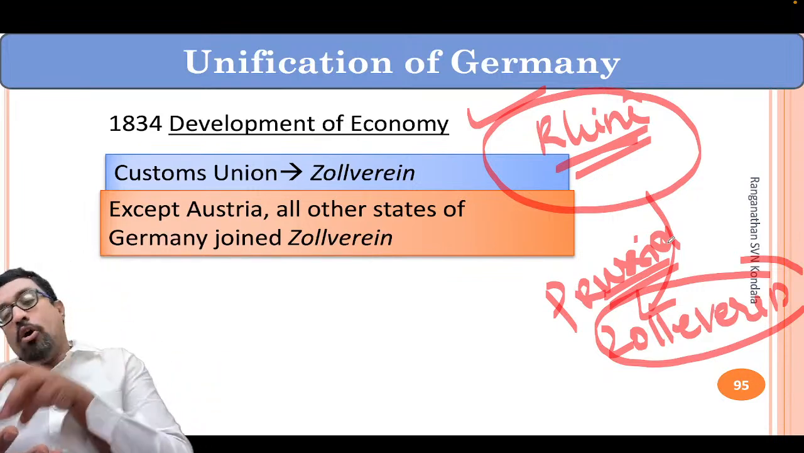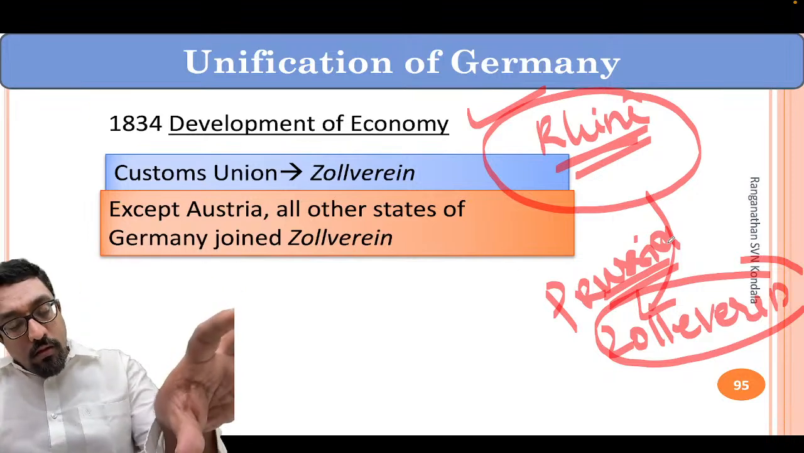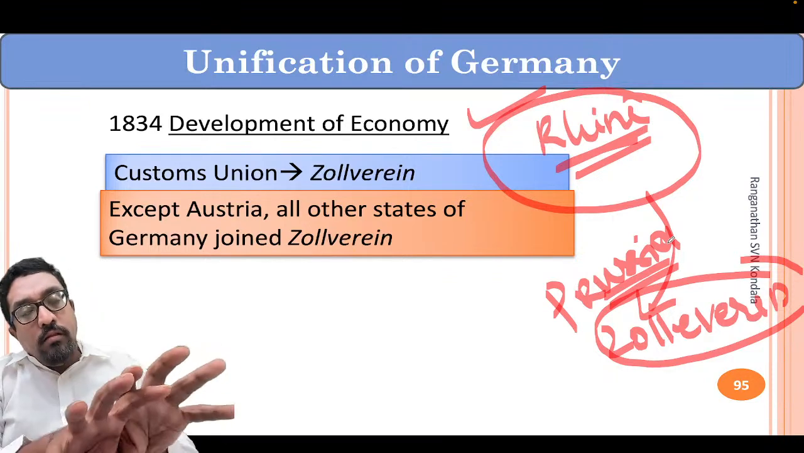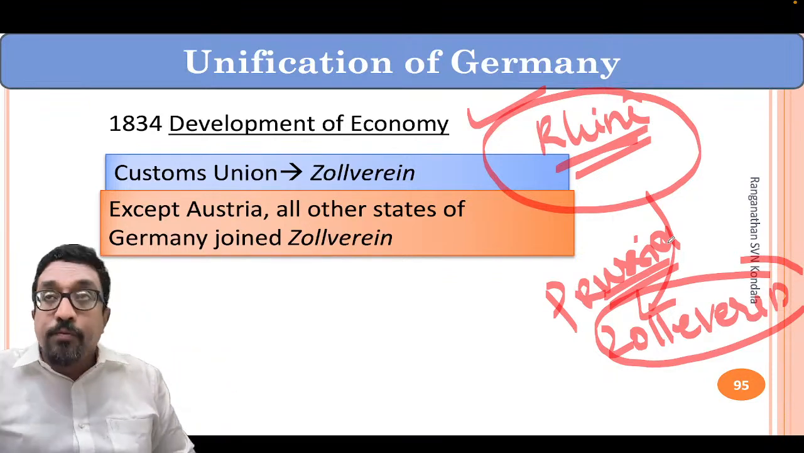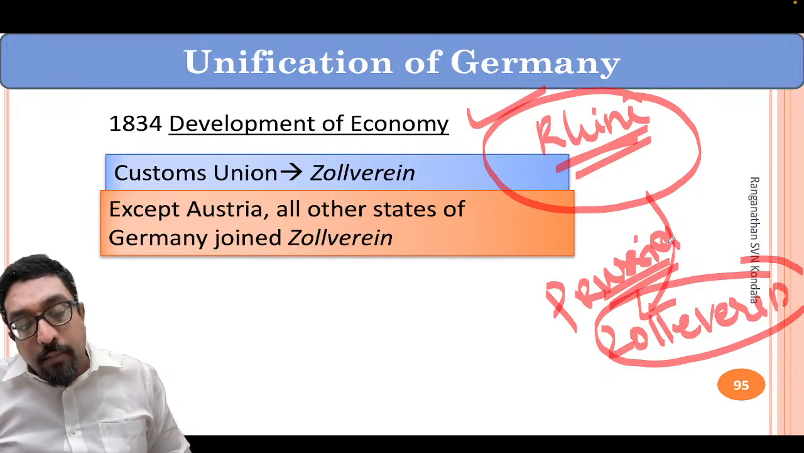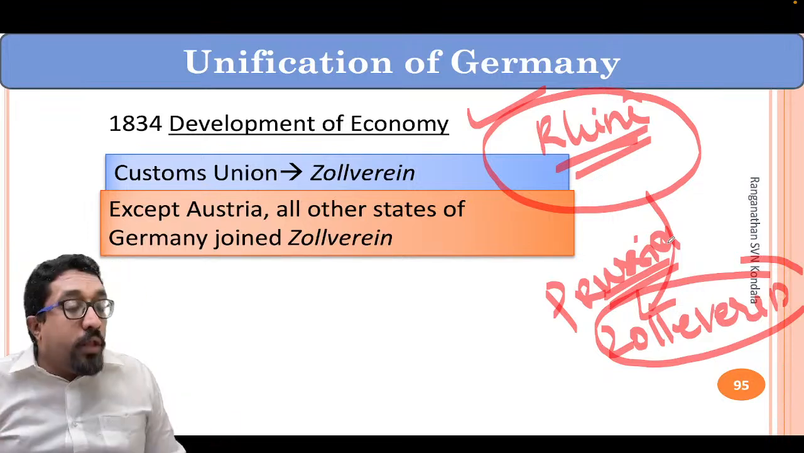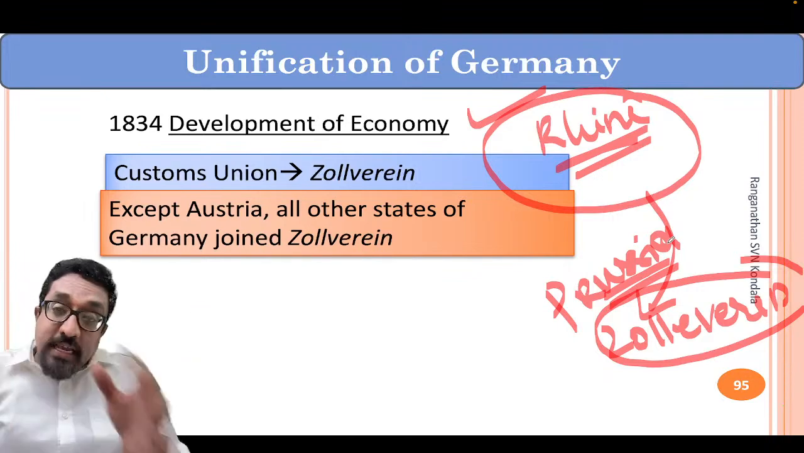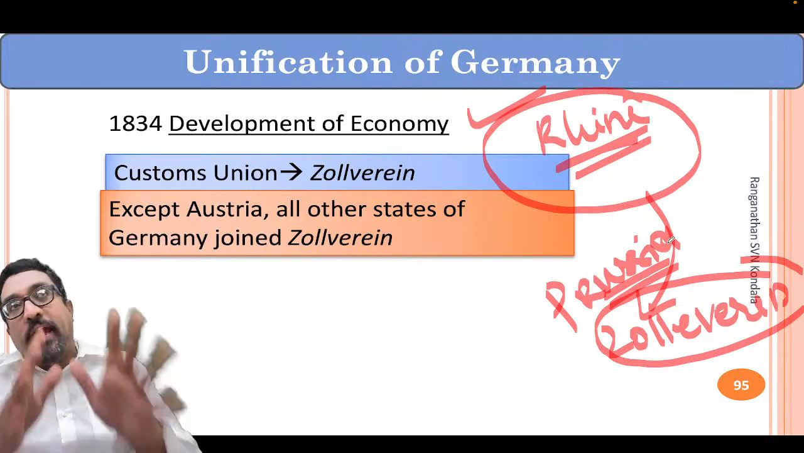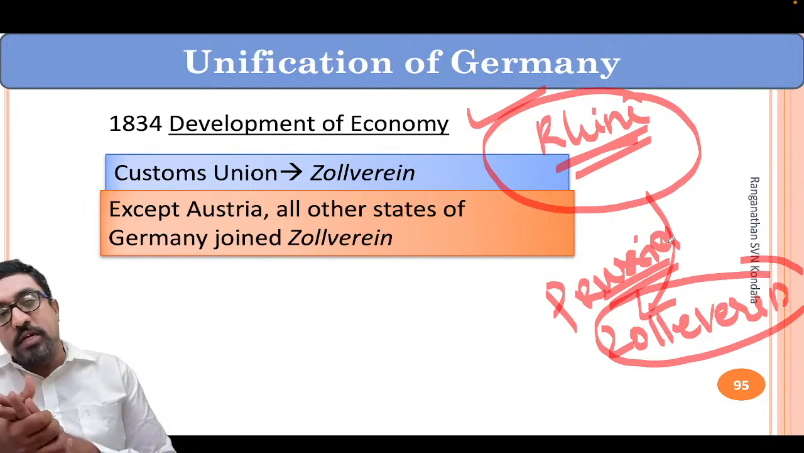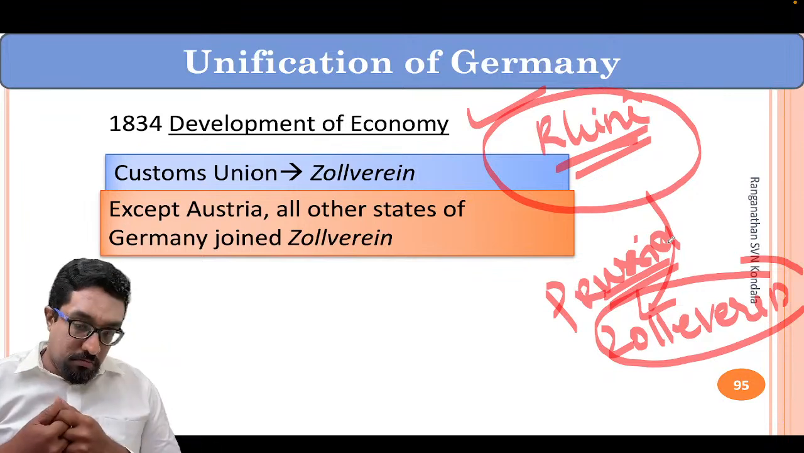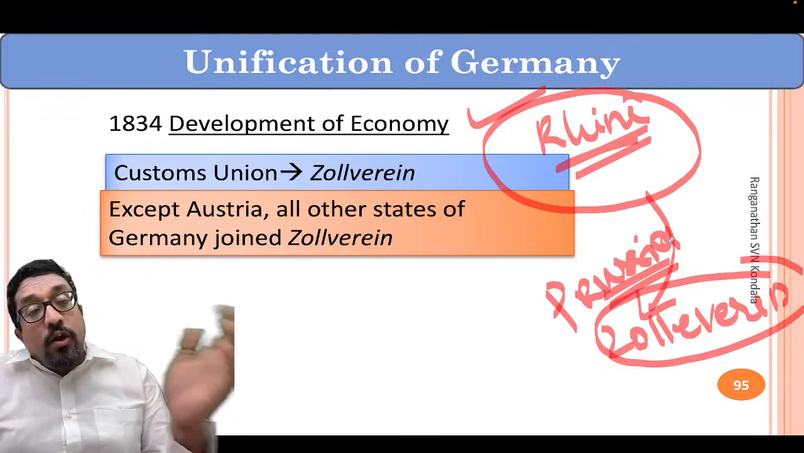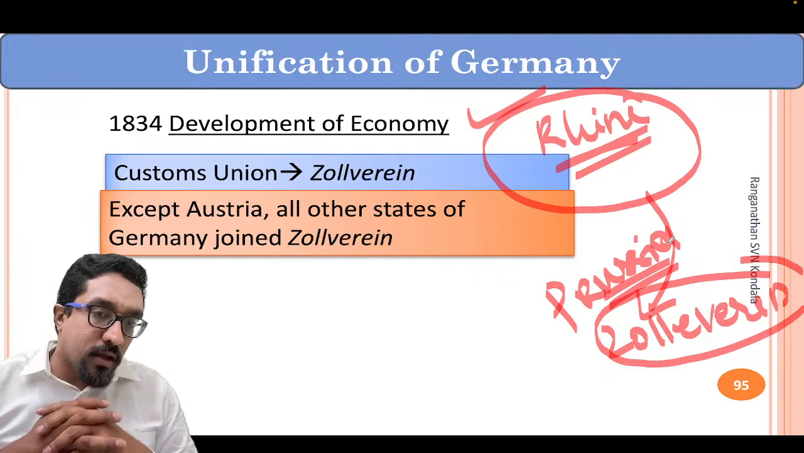However, Austria wants to unite with Rhine without Prussia. Prussia wants to unite with Rhine without Austria, because Prussia and Austria are enemies of each other. They both are powers, playing the game of powers. So it was thought that this is a political dispute of unification. Let us first create an economic union. First, let all the German nations come together economically. After that we will talk about it politically. This was decided.